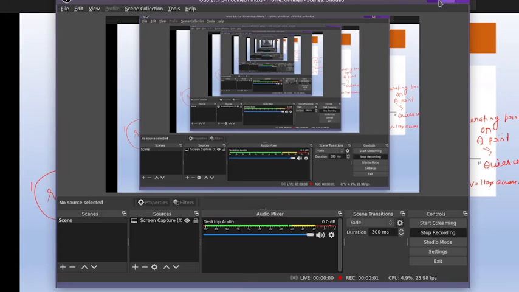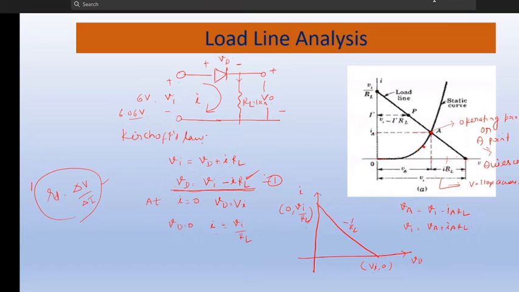This equation 1 is called a circuit load line. So you can determine both. Both the values we can consider as independent variables, like I and Vd. We can calculate the value of the diode voltage and the value of the current.